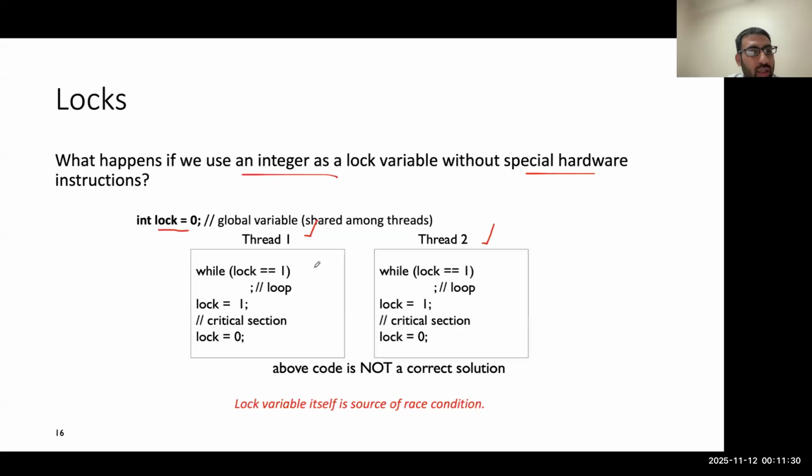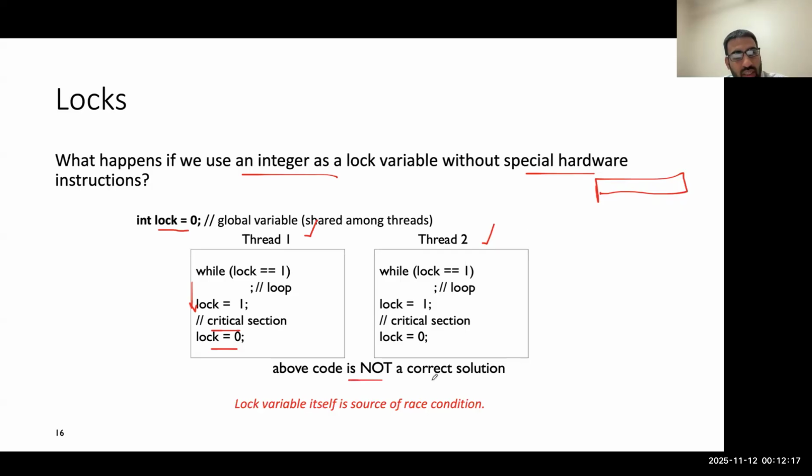Now let's have a look at the code of thread 1. Here we are saying while lock is equal to 1, keep waiting. Basically thread 1 will not enter into the critical section when the value of the lock is already set equal to 1 by some other thread. But if it is not equal to 1, then it will go ahead and set the value equal to 1, and then it will enter the critical section. Once it is done with the critical section, it will release the lock, which means it will set the value of lock equal to 0. On the other hand, thread 2 is also doing exactly the same thing.